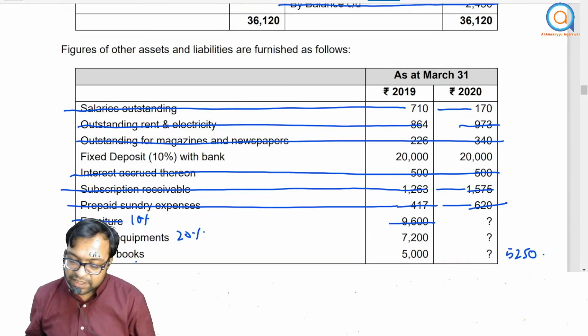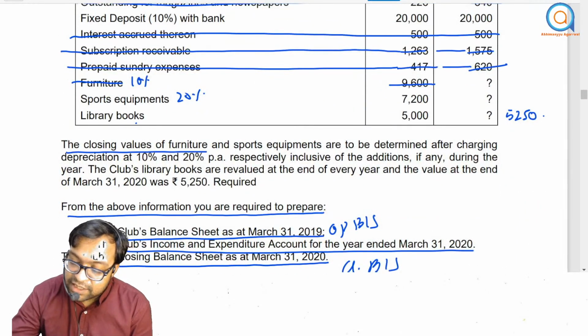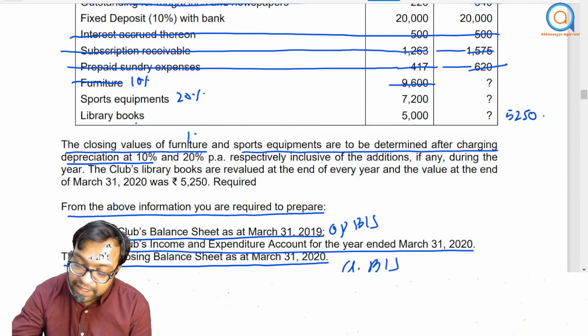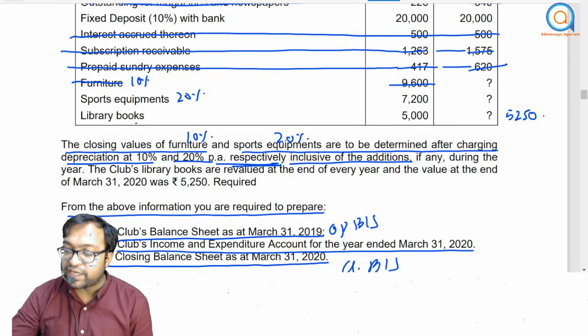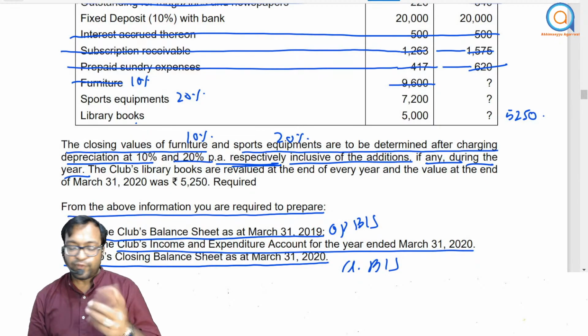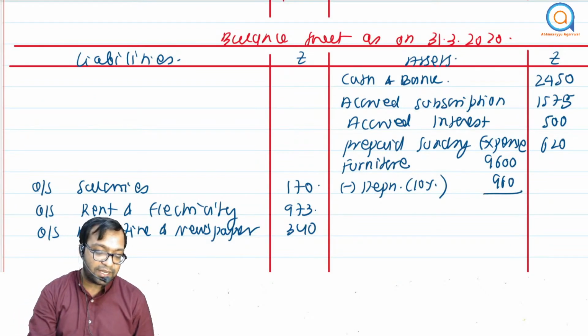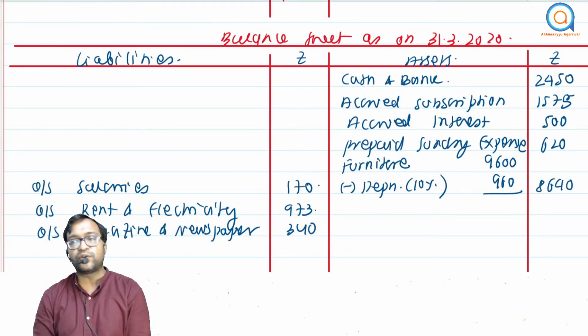Now sir, the depreciation is given here only. Look: closing value of furniture and sports equipment are to be determined after charging depreciation at 10% and 20% per annum respectively, inclusive of addition if any during the year. Means if any addition is there during the year, on that also. So furniture has no addition, so 10% of 9600, 960, will be the depreciation. So the closing book value will be 8640.